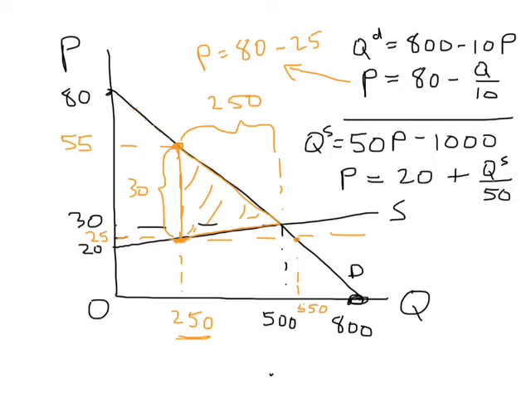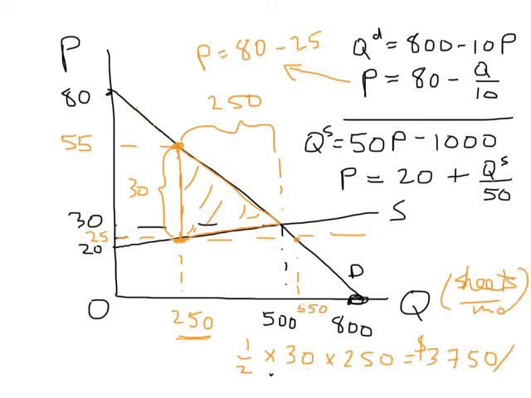And if I take 1/2 times 30 times 250, I get $37.50 per, let's say these were plywood sheets per month. These are dollars per sheet. And then, so this would be $37.50 per month. That's how you analyze the deadweight loss associated with a price ceiling.